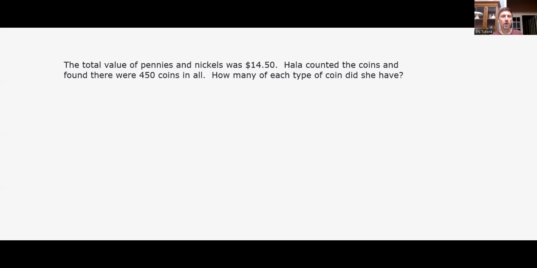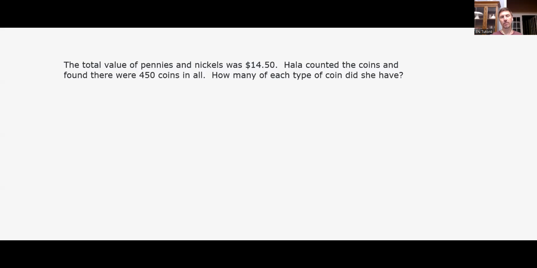So with this type of word problem, we need to make sure that we pick variables that are meaningful based on the description that we have in the word problem. So the problem says the total value of pennies and nickels was $14.50. Hala counted the coins and found there were 450 coins in all. How many of each type of coin did she have?